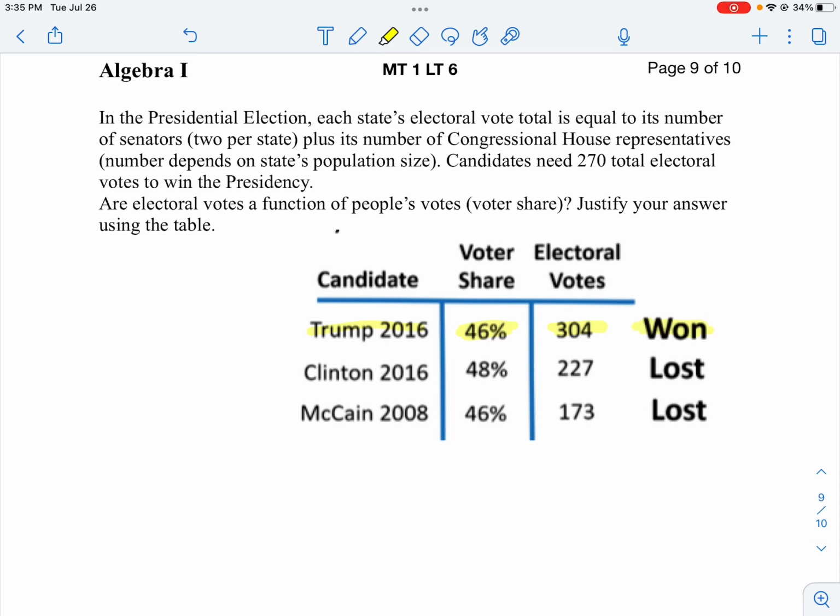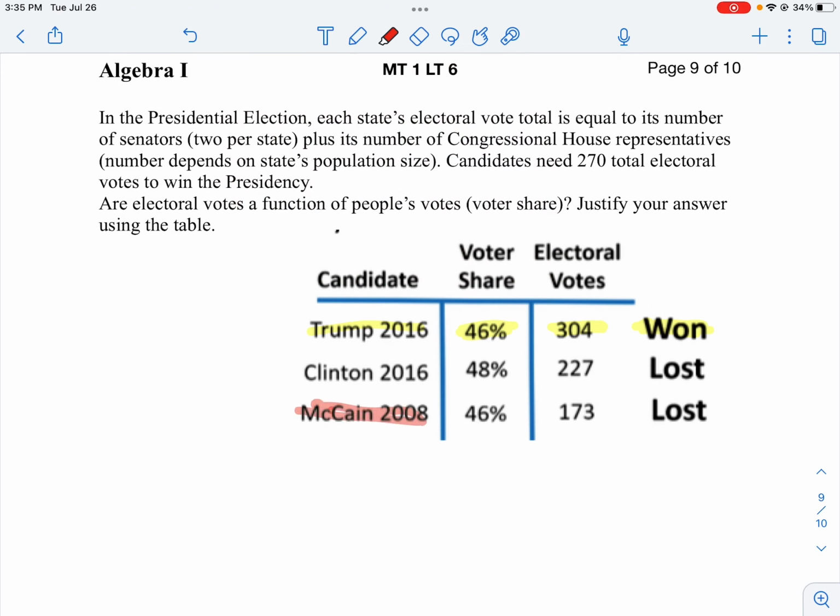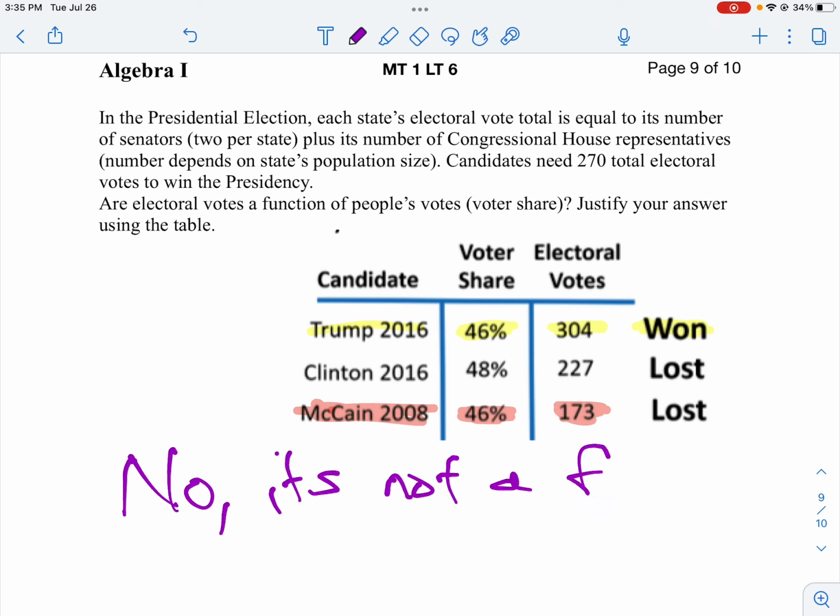the election. A few years earlier, notice that McCain also won 46% of the popular vote, but he only won 273 electoral votes, so he lost the election. So what happens is, notice they both had about the same percent of the popular vote, but they had totally different electoral votes, so the answer is no. It's not a function, because of the states they win and how many electoral votes each of those states has.